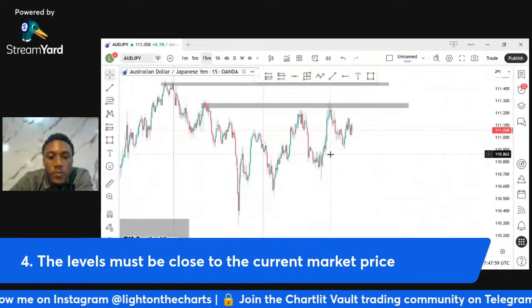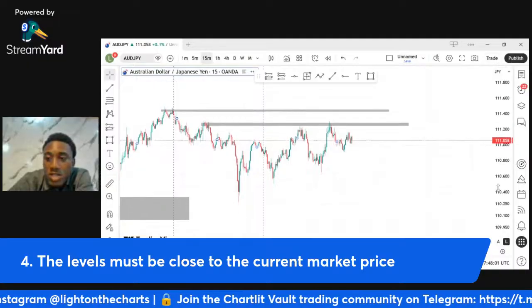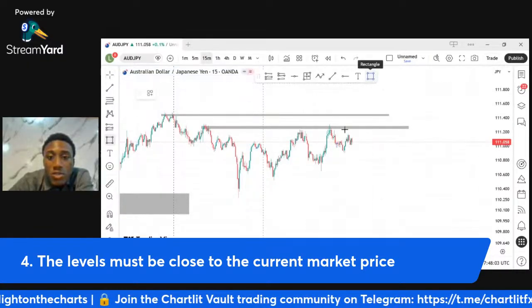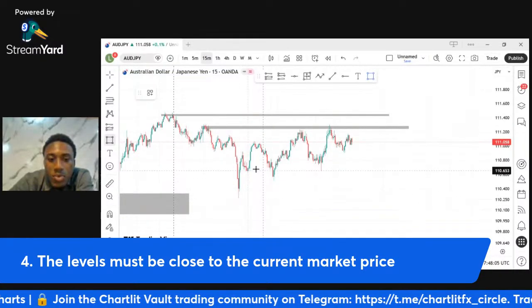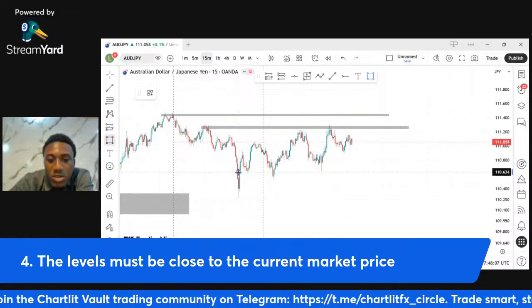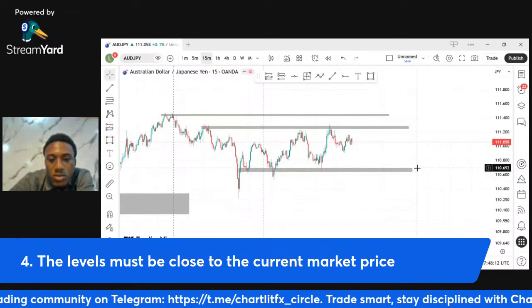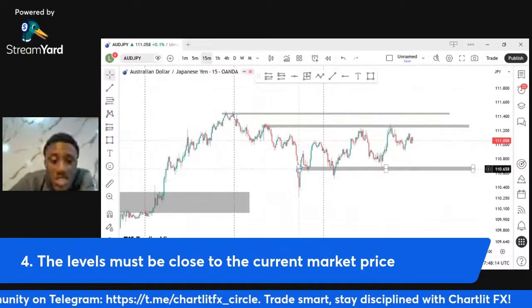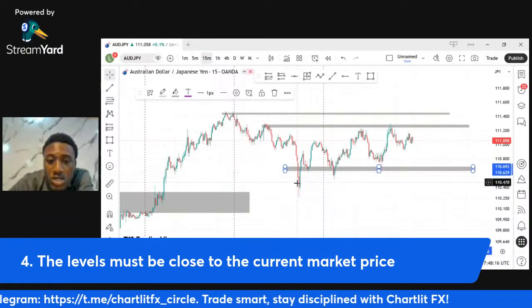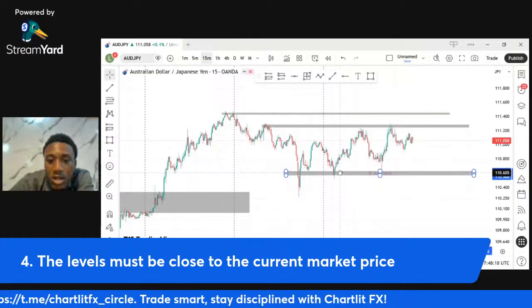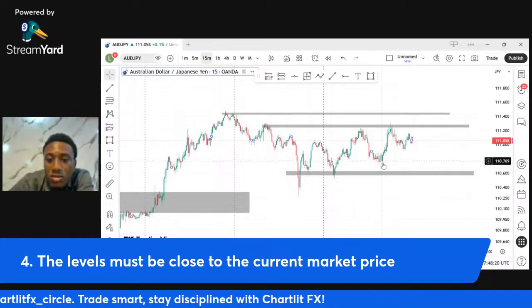Now on the support side of things, you can see price rejected from here, rejected, rejected, rejected. So we mark our key levels. Now you can see these key levels, at some point, price is overlapping, right? It's overlapping the key level. You can see some points are not touching it properly.